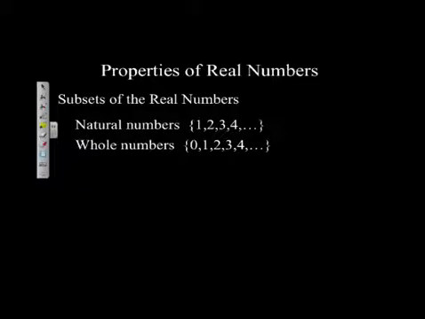So the whole numbers are all the natural numbers, and then in addition, we have 0. So 0, 1, 2, 3, 4, 5, 6, and so on. Then we have integers. Integers are all the whole numbers and then all their opposites. So all the negative numbers and all the positive numbers, but no decimals and no fractions.